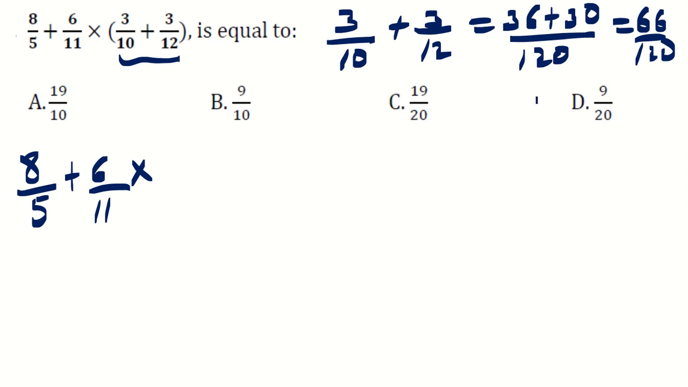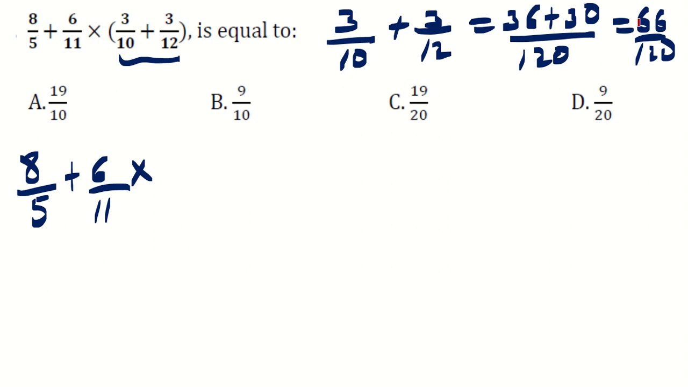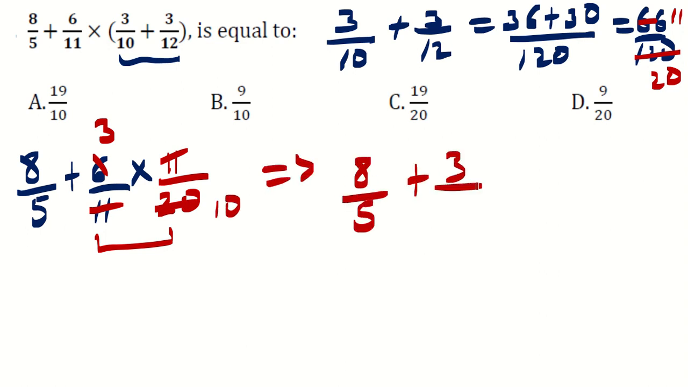So when you simplify by 6, let's use another color to make it clear. This one by 6 is 11. This one by 6 will be 20. So it will be 11 over 20. Then we multiply first, according to BODMAS, cancel by 11. And this by 2, 3. This by 2, 10. So what do we have now? 8 over 5 plus 3 over 10 left. Here just denominator 10 left.